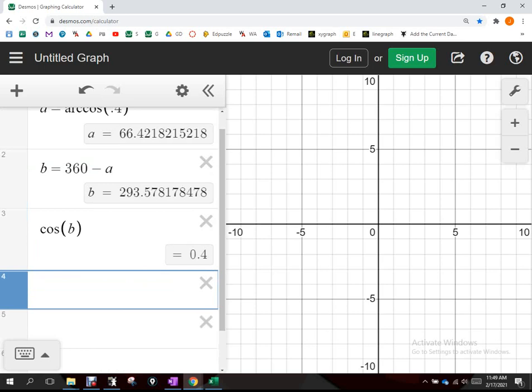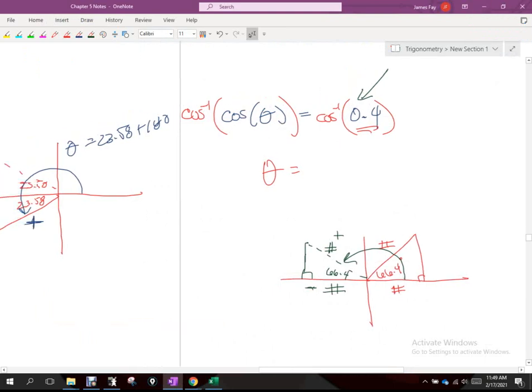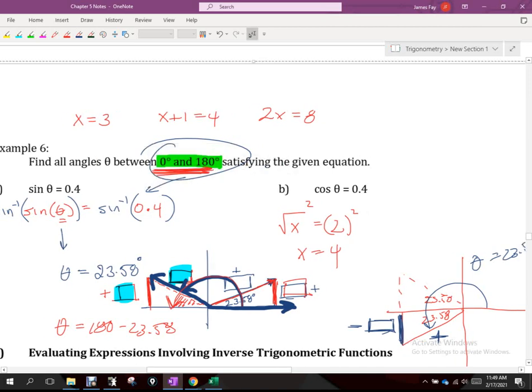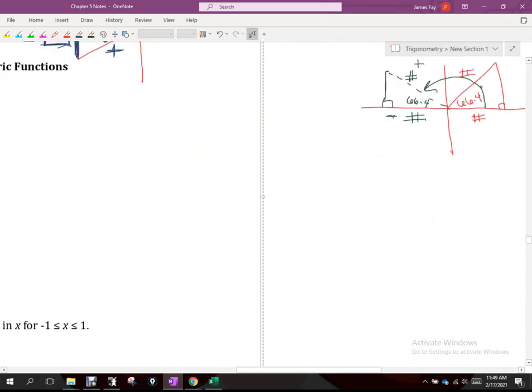Does 293.57 make cosine of that angle 0.4? Okay. Is that one of my answers, though? It is not one of my answers, because what do they ask me to be between for answers? 0 and 180. Okay.